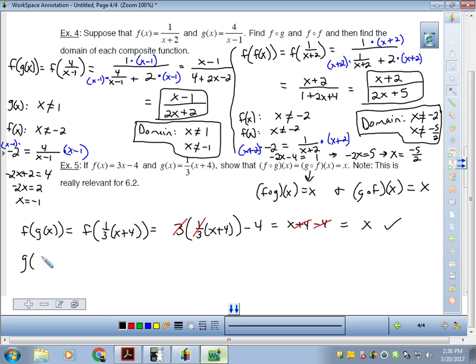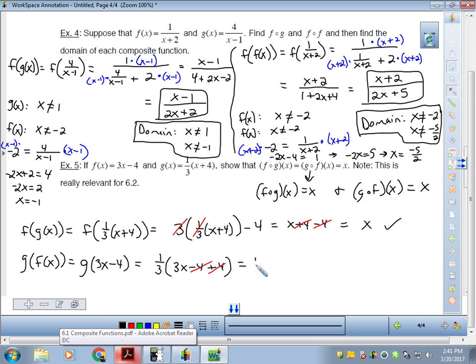Alright. The other one we have is g of f of x. So this means we're doing g of 3x minus 4. So take 3x minus 4 and plug it into the g function. So we have 1/3 times 3x minus 4 plus 4. The minus 4 and plus 4 can cancel out.